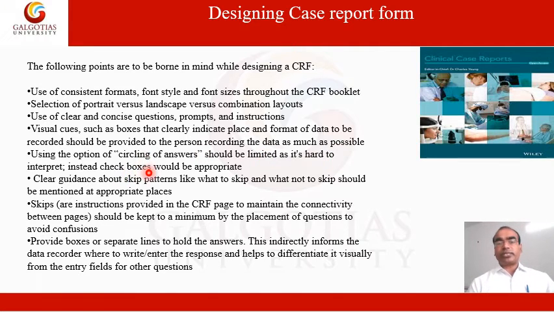Using the option of circling an answer should be limited as it's hard to interpret. Instead, check boxes would be appropriate. Clear guidance about skip patterns, like what to skip and what not to skip, should be mentioned at appropriate places. Skips are instructions provided in the case report form page to maintain the connectivity between pages. They should be kept to a minimum by the placement of questions to avoid confusion.